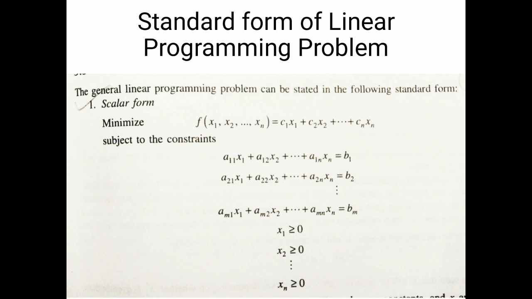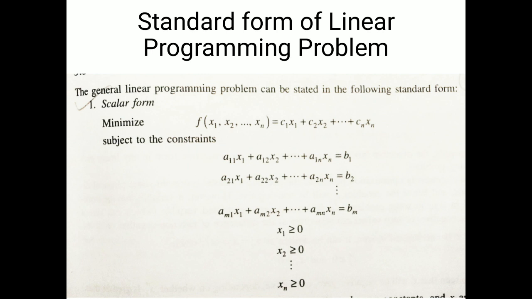These are the equality constraints, that is a11 x1 plus a12 x2 plus dot dot dot a1n xn is equal to b1. Similarly a21 x1 plus a22 x2 plus dot dot dot plus a2n xn is equal to b2, up to am1 x1 plus am2 x2 plus dot dot dot amn xn is equal to bm. These all are equality constraints.